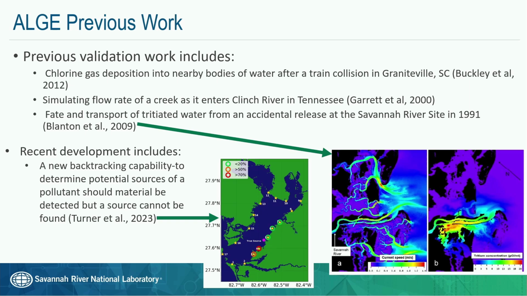You can see an example of this in the figures to your right, which show algae simulations of current speed and tritiated water concentrations. Recently, we've made a series of developments, such as a new backtracking capability, which can allow us to determine potential sources of a pollutant should the material be detected, but a source cannot be immediately found. This capability does need further development. However, we've found some success using a Bayesian approach, and we're able to narrow down the source to an 11-kilometer radius.